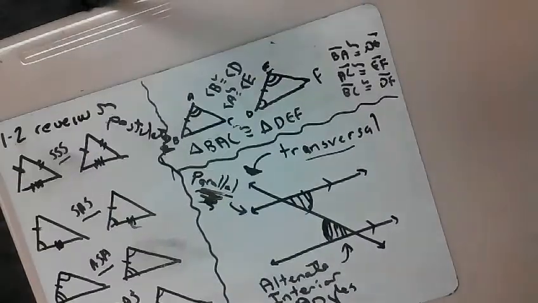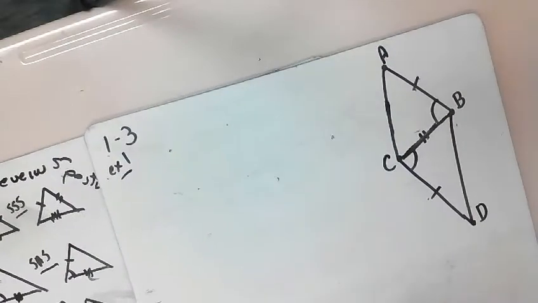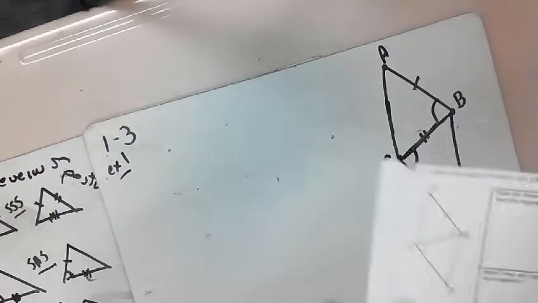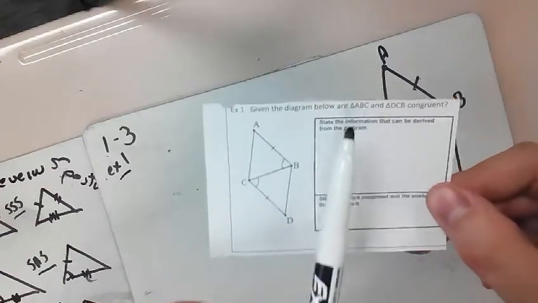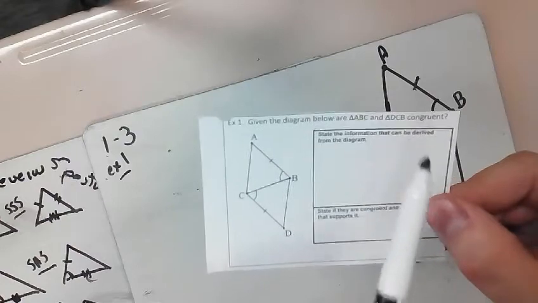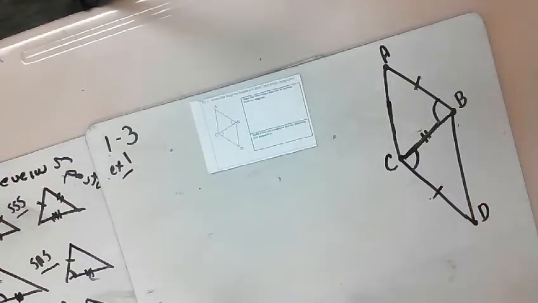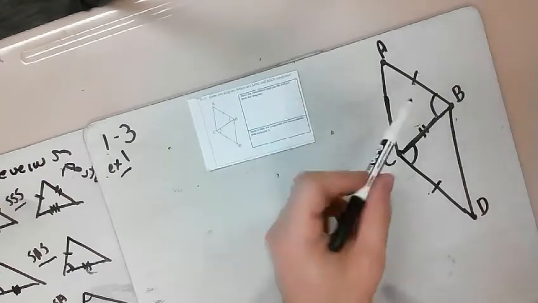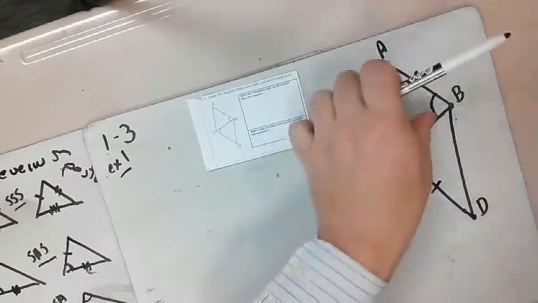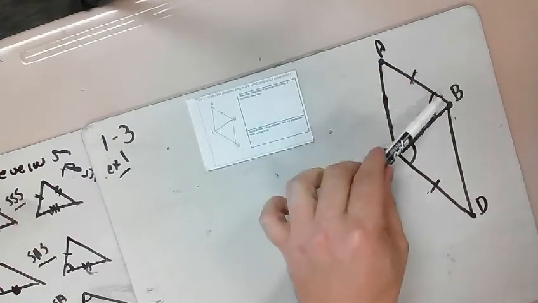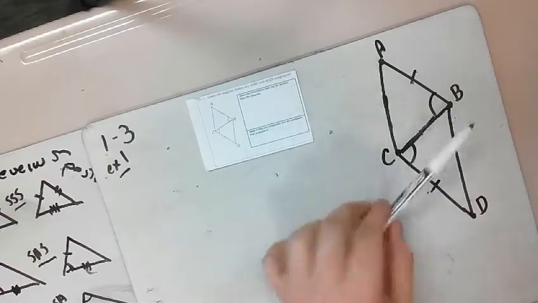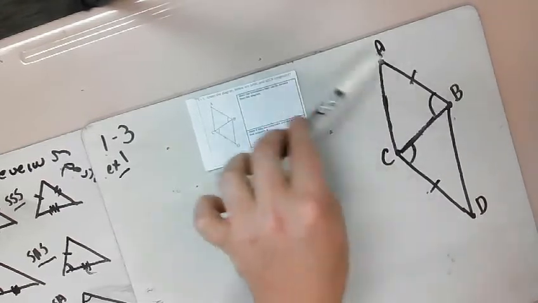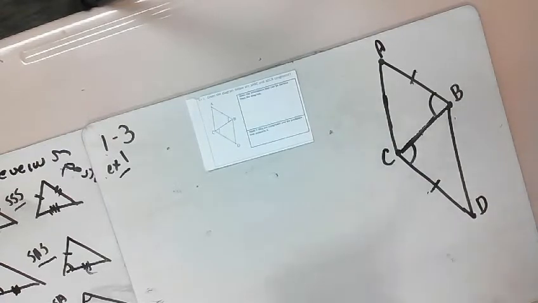All right, so let's take a look at the first example. The first example says, given the diagram below, are triangle ABC and triangle DCB congruent? We want to prove that these are congruent, but I also have to back it up with facts. Right now I only have 2 congruent parts. That's what the picture gave me. I have AB that's congruent to CD, and I have angle ABC that's congruent to DCB.